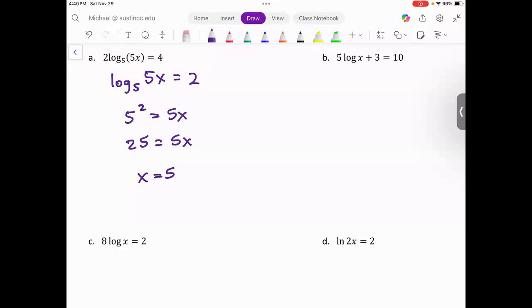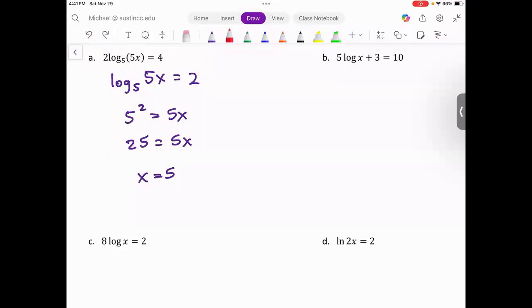And if you're ever unsure of your answer, take this 5 and plug it back in. So calculate 2 log base 5 of 5 times 5. Now, you might not be able to do that with a calculator, but we can convert it to a different base and figure that out. That's one way to do it.